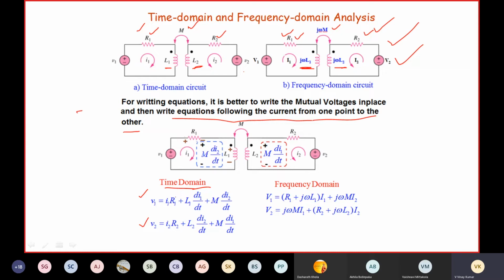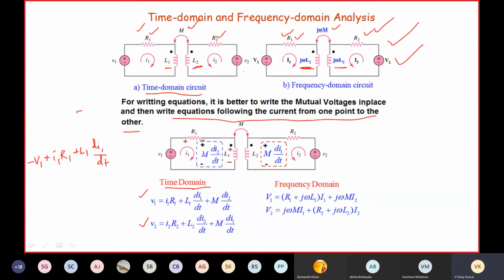You apply KVL around this loop, then you're going to get an equation like this. Minus V1 plus you apply KVL around this loop. First, consider the time domain circuit. By considering the time domain circuit, you apply KVL around loop 1. Then minus V1 plus I1 R1 plus L1 di1 by dt.